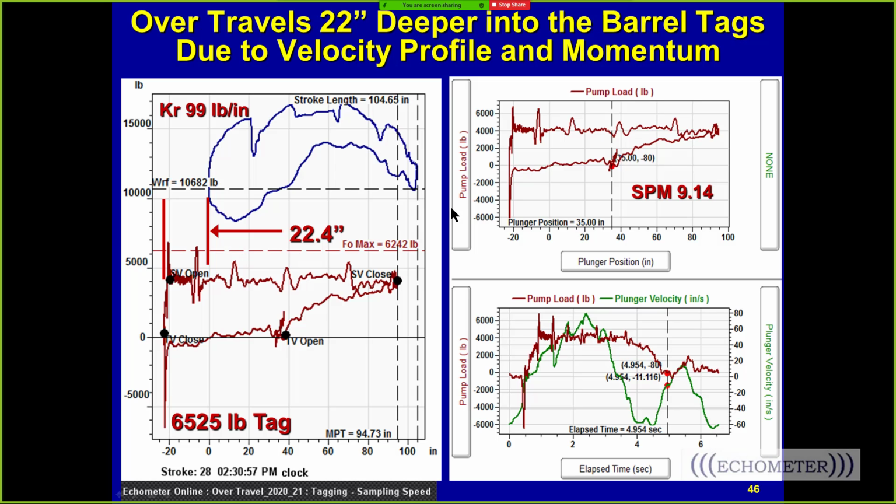Now, back in about 1984, when I was working on the wave equation for Amerada Hess, I walked into my boss's office and said, Paul, when I look at the bottom of the stroke for the surface card, and I look at the bottom of the stroke for the pump card, sometimes they don't line up.